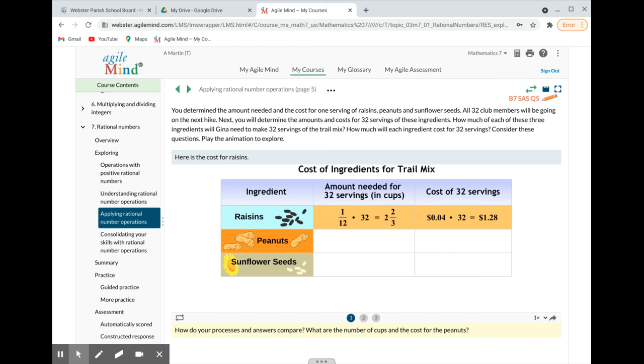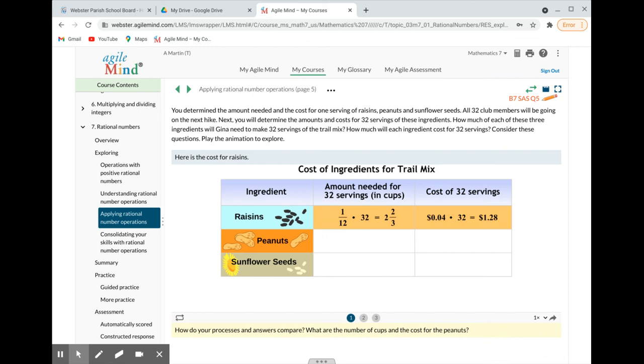Weren't the peanuts 1/8 of a cup? Yes. All right, so what would we need to do with 1/8 and 32? 1/8 times 32. Correct. And when we do that, how many cups would that end up being? What is 32 divided by 8? 4. Good, Chandler.